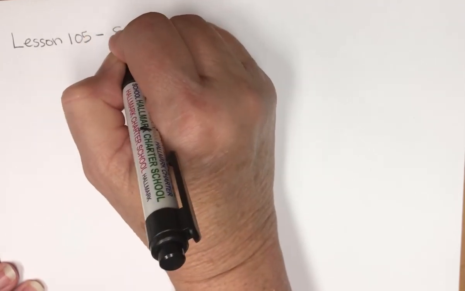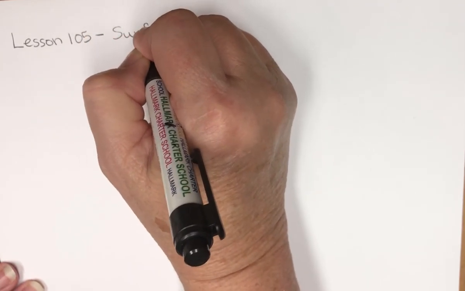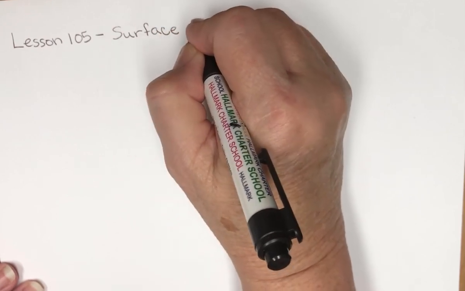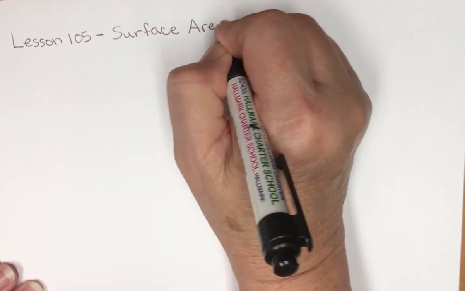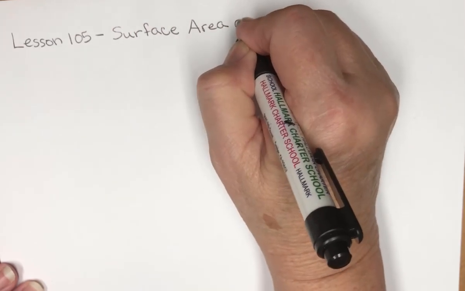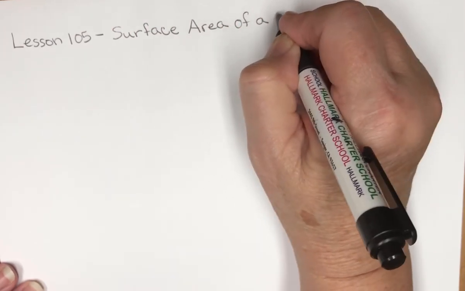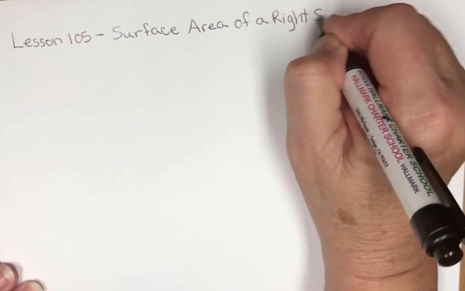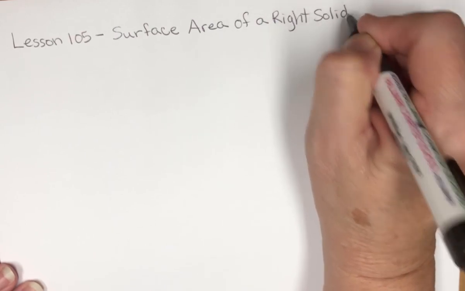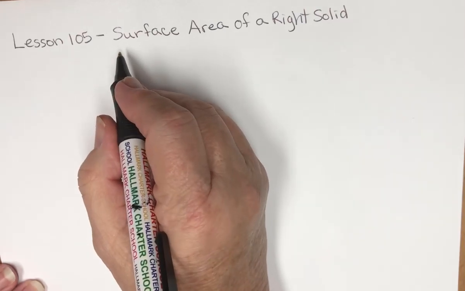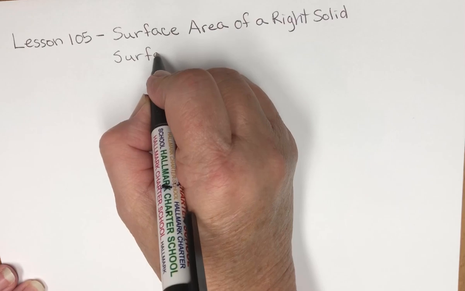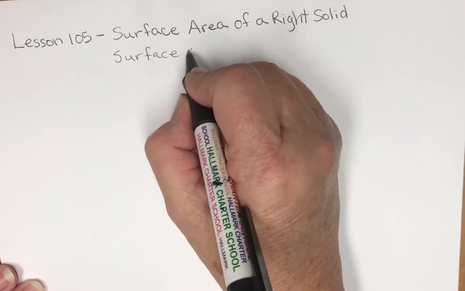This is one of our more difficult lessons to learn, though it is based on things that we already know and understand, so it shouldn't be super hard. We are going to be talking about the surface area of a right solid and the surface area of a sphere.